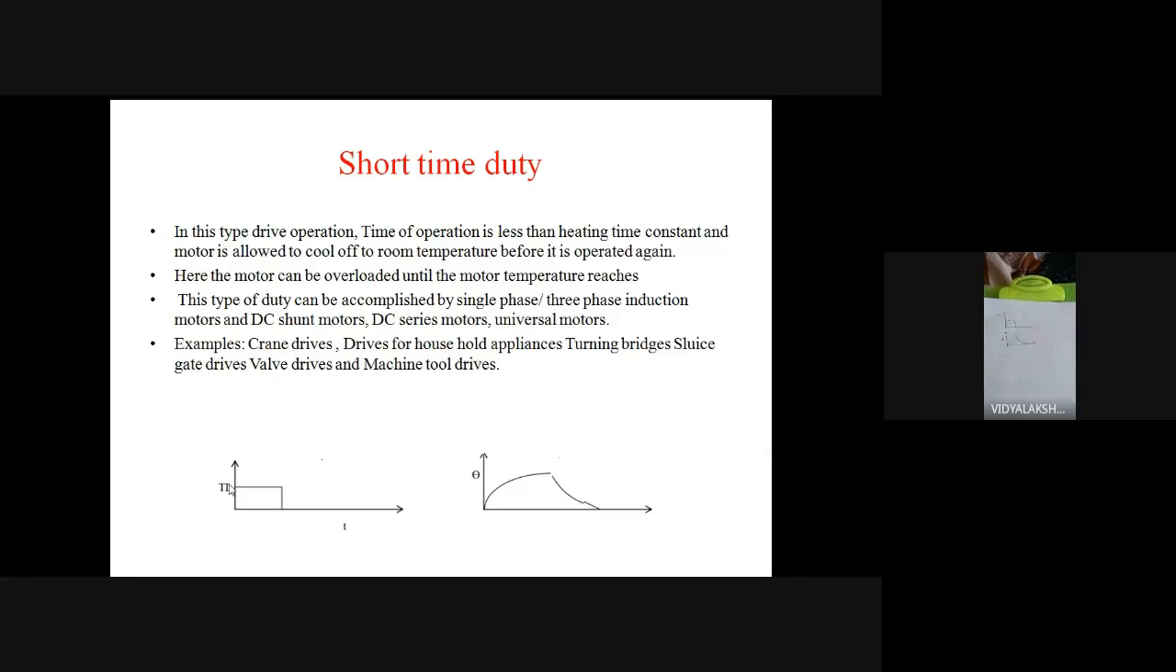In the same way, for example, I can take a mixie also. I can use a mixie for short time duty only. If I'm using my mixie for a short time, the temperature will keep on increasing. After that, I take a rest period. I'm going to switch off my mixie. What will happen? My temperature will be reduced in this manner. This is called the cooling curve. This is my heating curve.